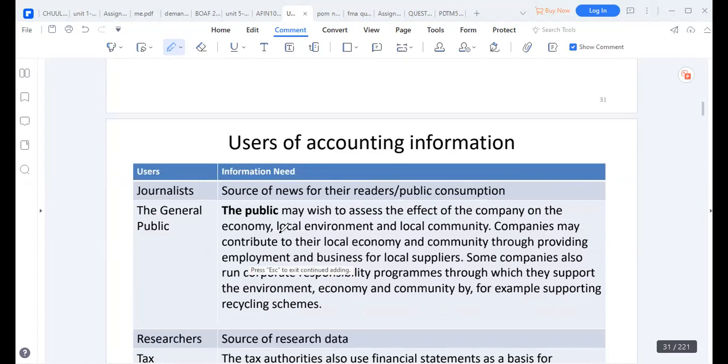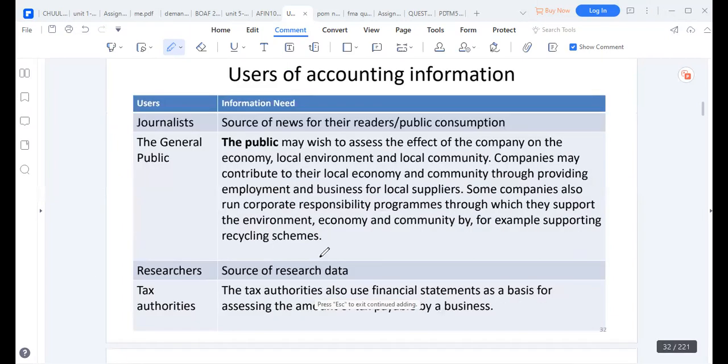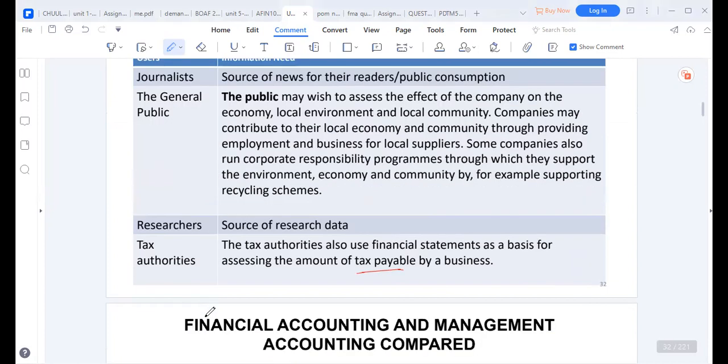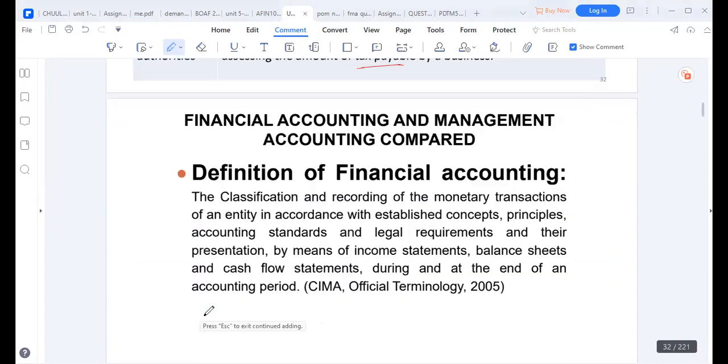The journalists for their news, the general public to see whether there is going to be corporate social responsibility, whether they'll be benefiting. For researchers, you and me would want to use that for research data. For tax, it is going to be used to assess how much can be paid. So this is why financial accounting information is important.